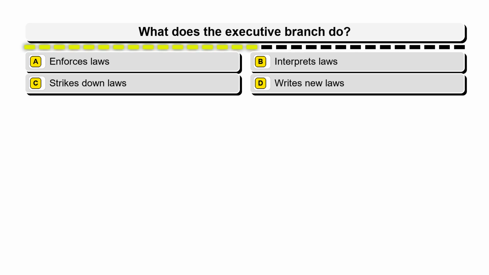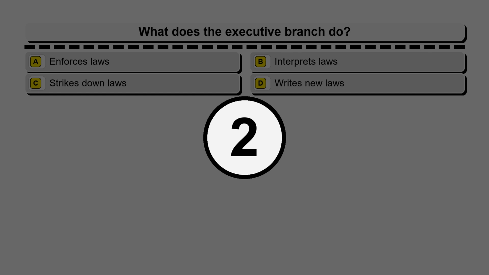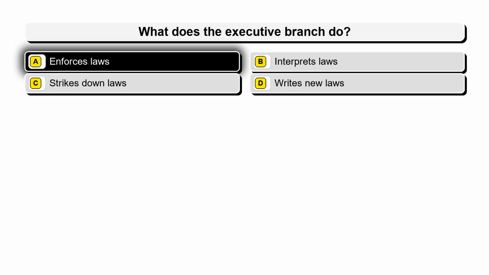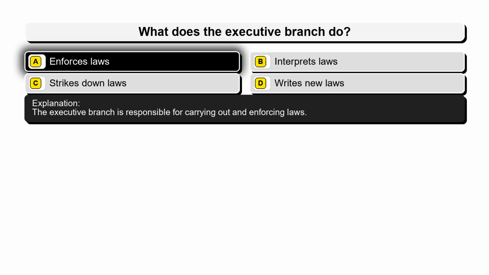Question 104. What does the executive branch do? Option A, enforces laws. Option B, interprets laws. Option C, strikes down laws. Option D, writes new laws. The correct answer is option A, enforces laws. The executive branch is responsible for carrying out and enforcing laws.